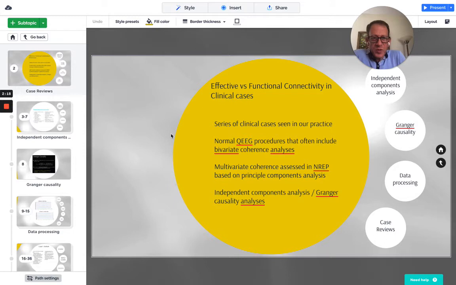So what we want to do is go through some information, including a series of clinical cases, looking at typical QEEG procedures, including bivariate coherence analyses, comparing them to multivariate coherence procedures based on principal components analysis at the surface, and now a more improved metric, independent components analysis at the dipole level, at the source level, using Granger causality as a causal model to look at this data and information.